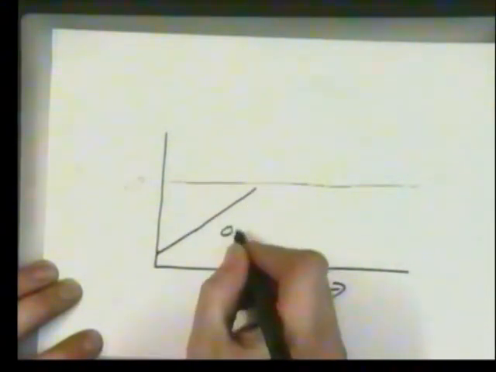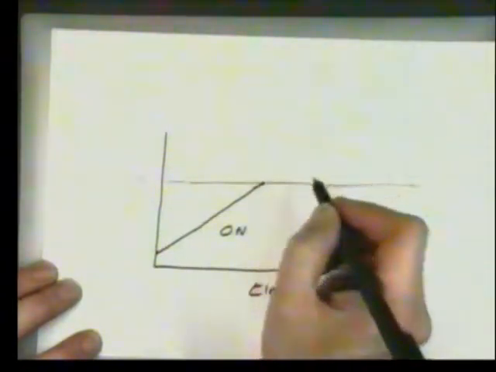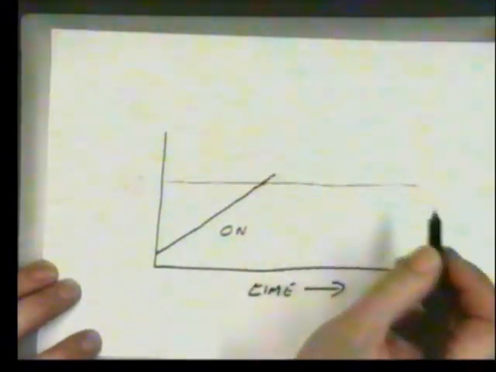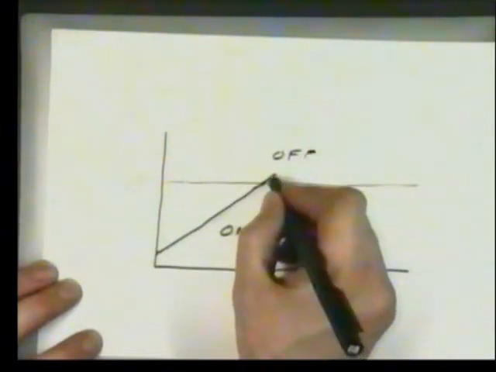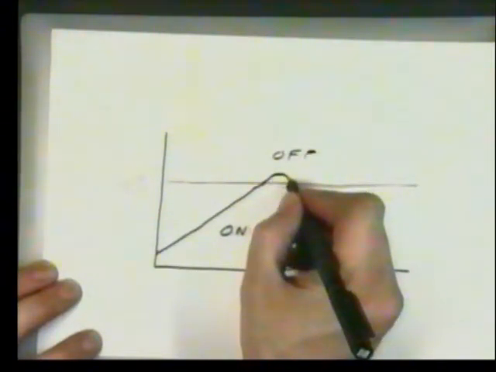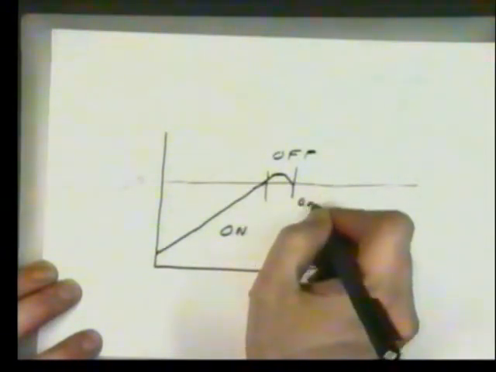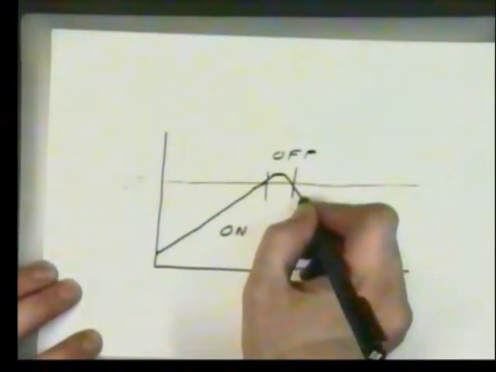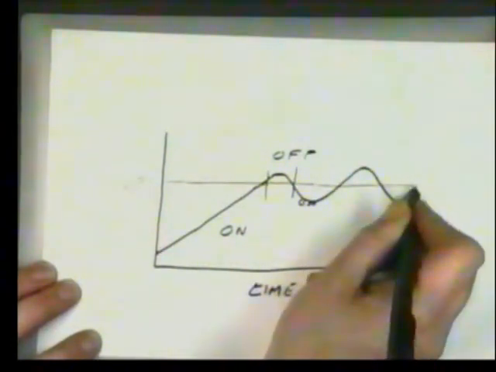So for all of this period, we have the heater on. So finally, we hit the set point. We'll probably go through it. And as soon as we hit it, we turn off. Now, what will inevitably happen is we start cooling, we start losing heat, and then immediately we turn back on again. So a typical characteristic will look like this.